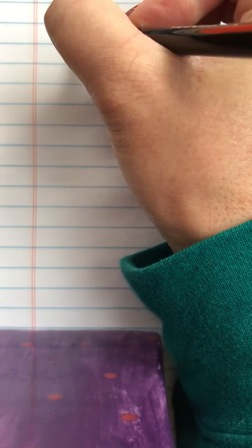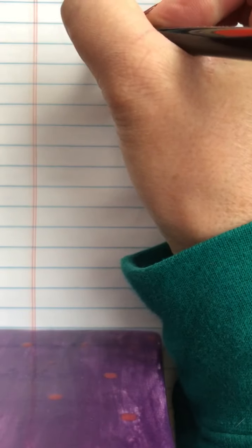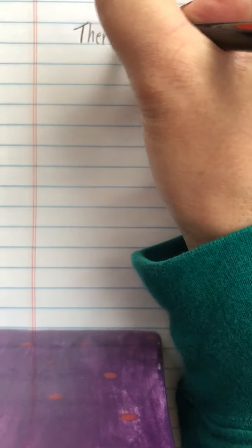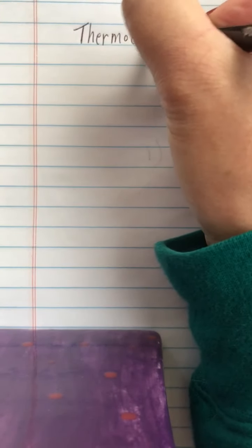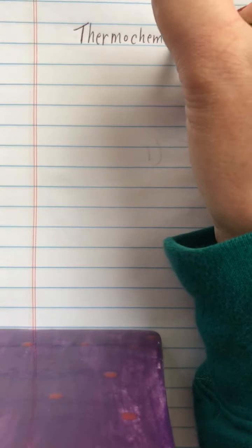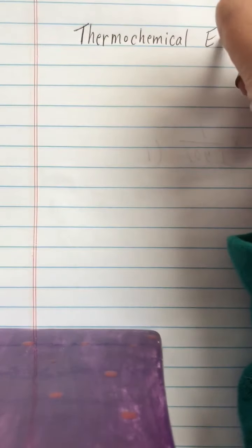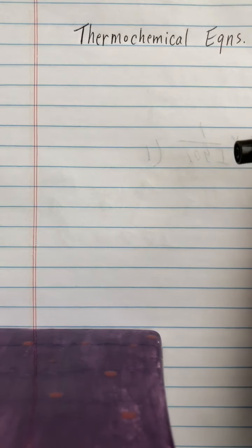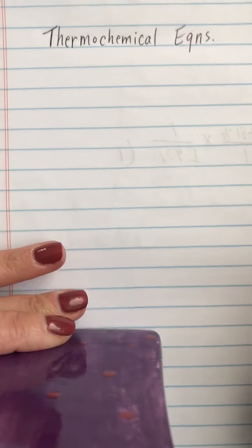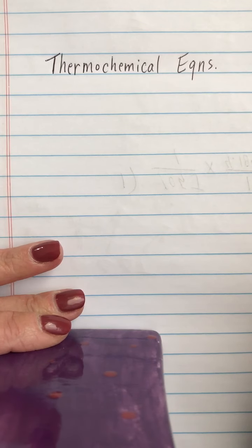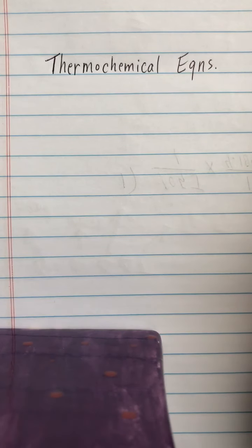From now on, what you're going to be seeing on paper on some of your assignments are what I like to call thermochemical equations. And what that means is you're going to be seeing a balanced chemical equation followed by the amount of heat either released or absorbed by that chemical reaction.